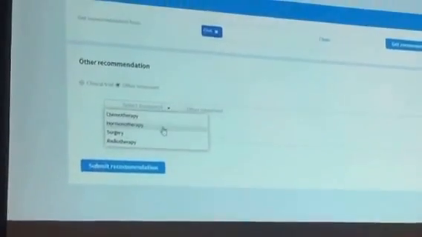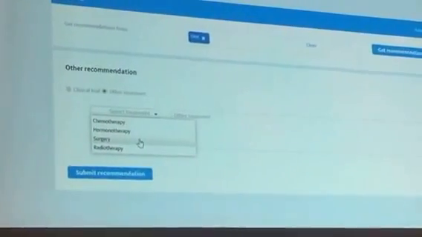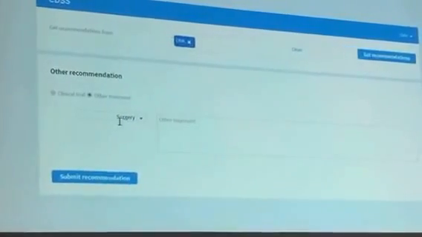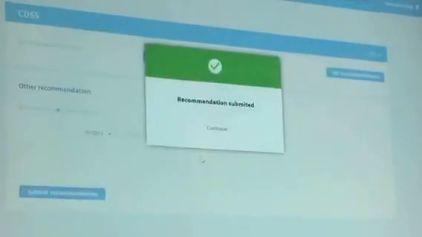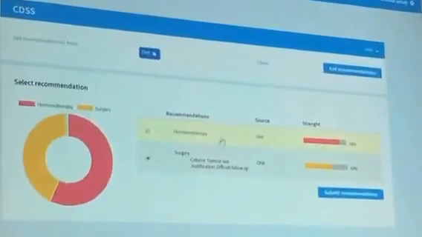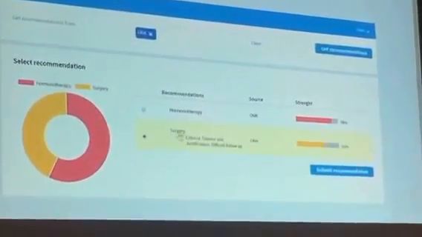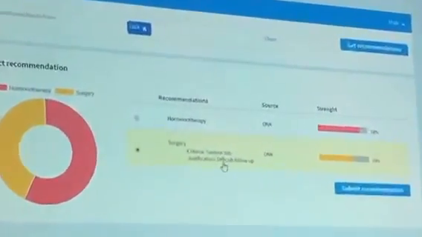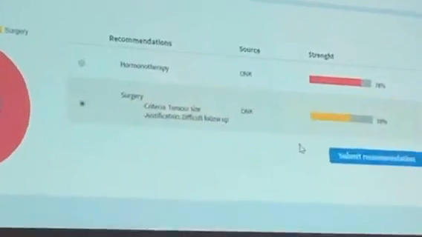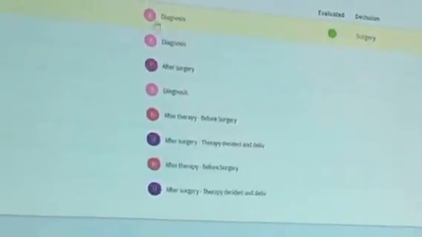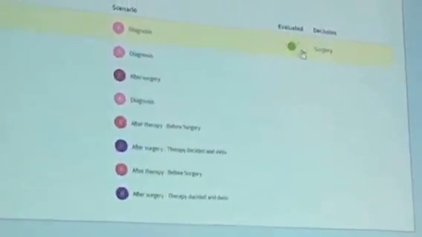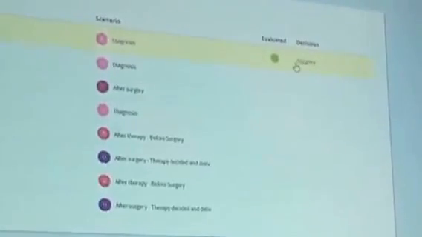and here we will have a list of treatments that are stored in the system. So you could say, okay, we decided to give surgery to that patient, and this information will be stored in the system. So here we will see, okay, it was a surgery because of the tumor size, difficult follow-up. This information we store in the system. So we submit the recommendation, and so on. And then you can see here that that patient was evaluated and a decision was taken, that is the surgery.